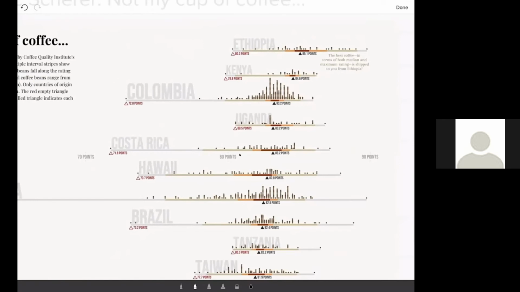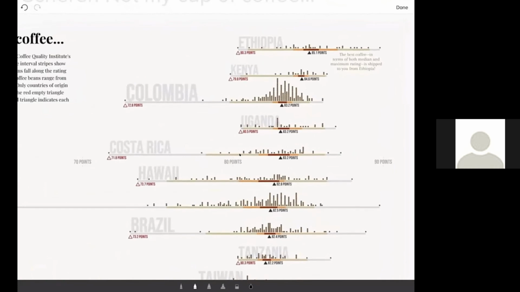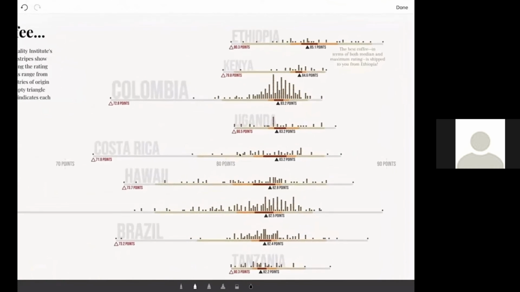I couldn't compare Colombia. I can see that it's quite high, but I just cannot make a distinction in sample size between Costa Rica and Hawaii. And I think that sample size is quite important in this kind of test.